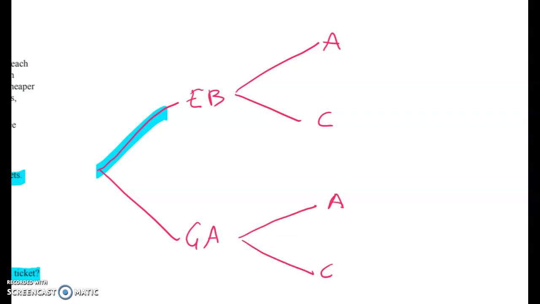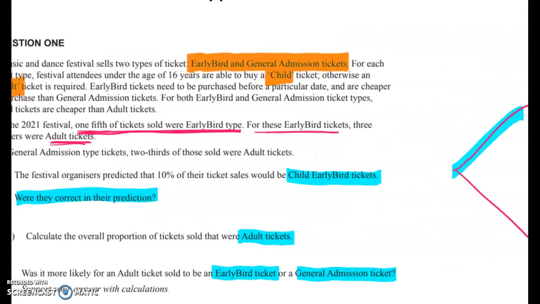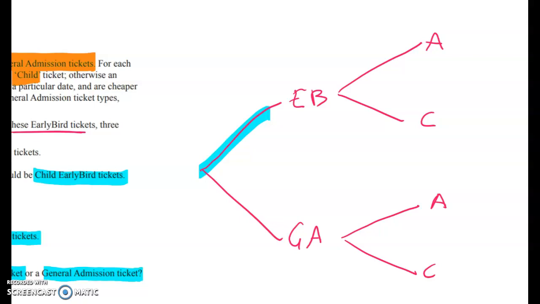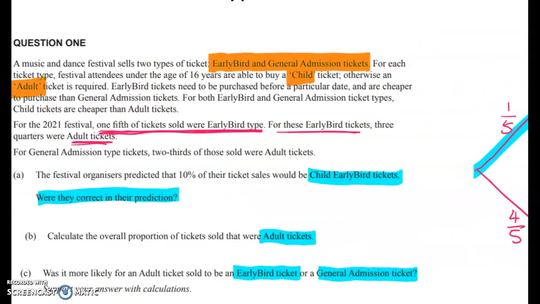So we're going to whack the probabilities on, and then we're going to multiply along the branches. So we've got 1/5 of tickets were early bird. That goes here. And that means that the rest must have been general admission. And next, we were told that 3/4 of the early bird tickets were adult tickets.